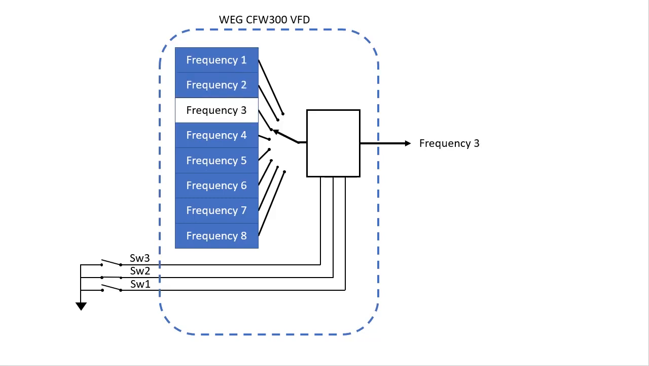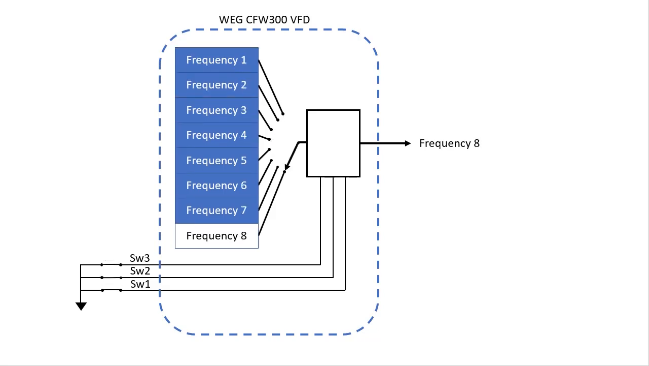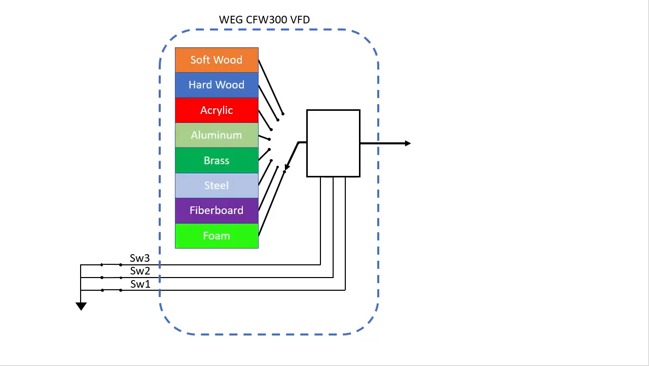Let's set up a WEG CFW300 drive with 3 digital inputs to control 8 different reference frequencies. Maybe you have a drill press, and depending on the material that you're drilling or the bit style you're using, you want to be able to select with a switch which spindle speed you want without having to dial in the correct speed manually. Well, that's what this multi-speed option is for.